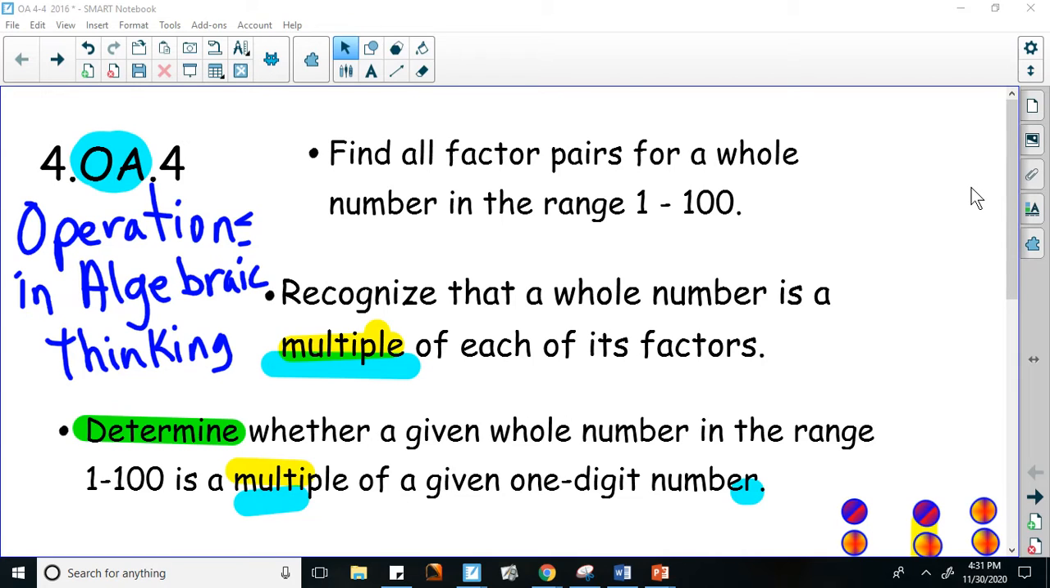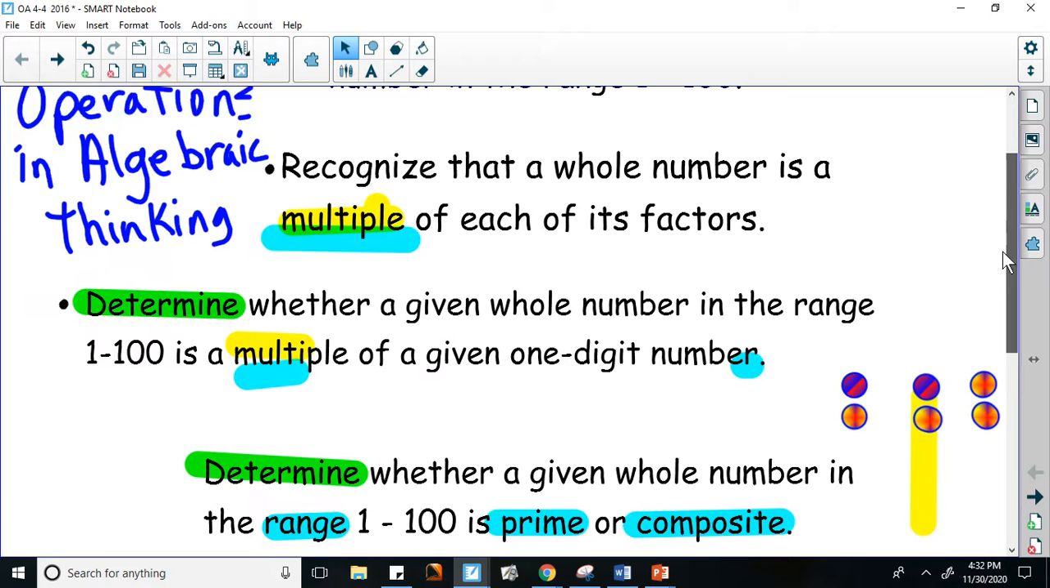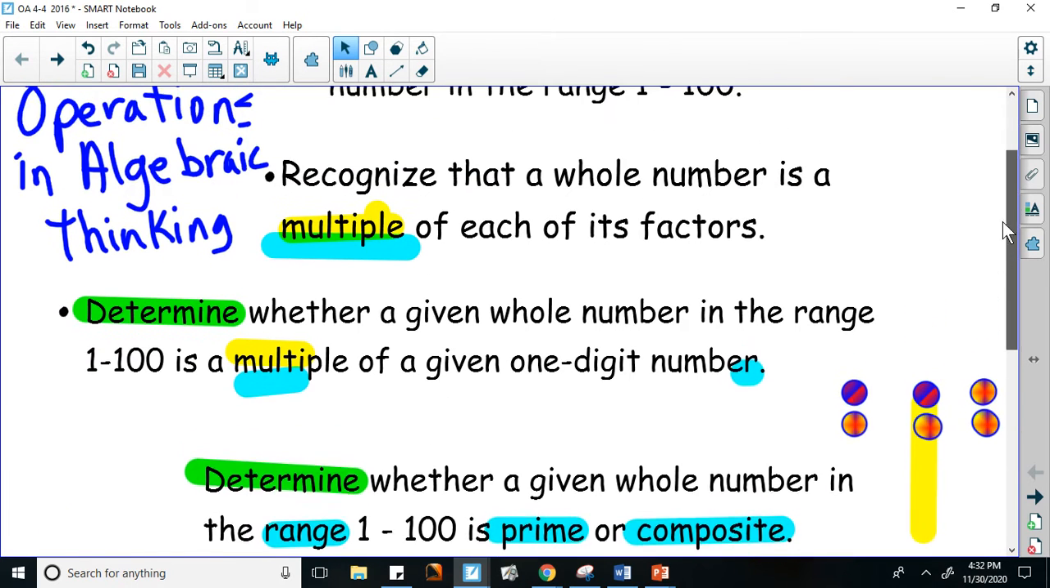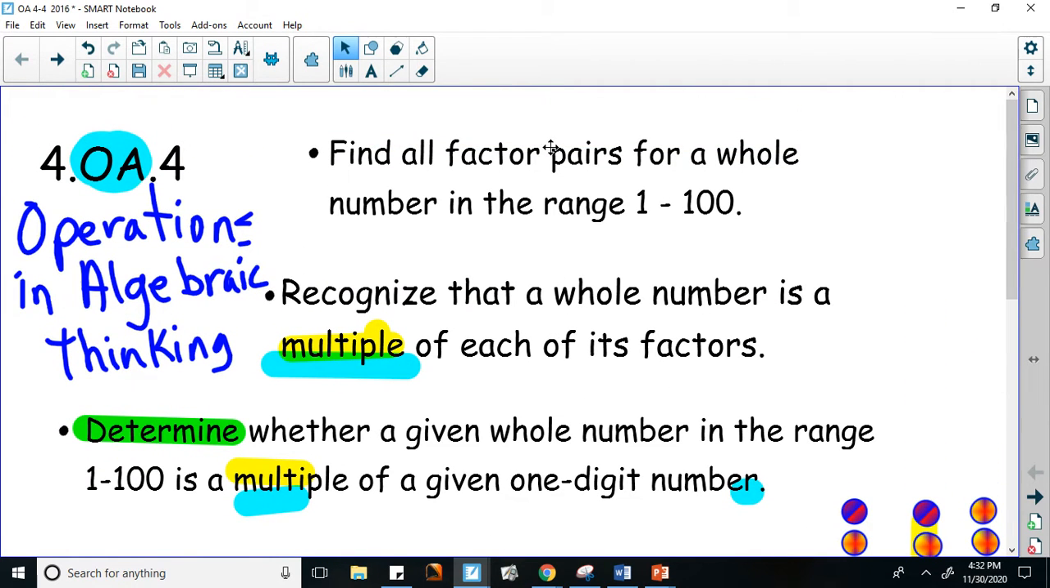Okay, thanks for listening to this, talking about our class. The standard that we're working on in math this week is an OA standard. It's number 4. It's about operations in algebraic thinking. That's where the OA comes from. Inside this standard, there's actually 4 components, and I just wanted to break it down a little bit.